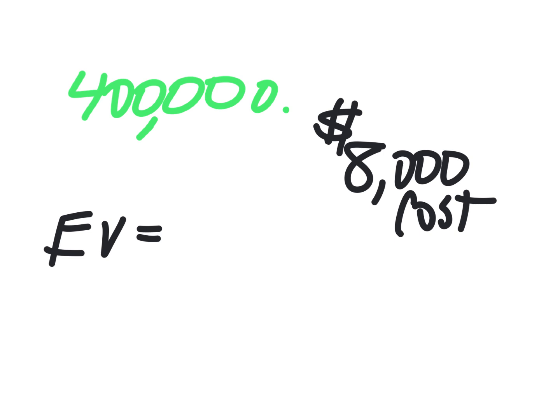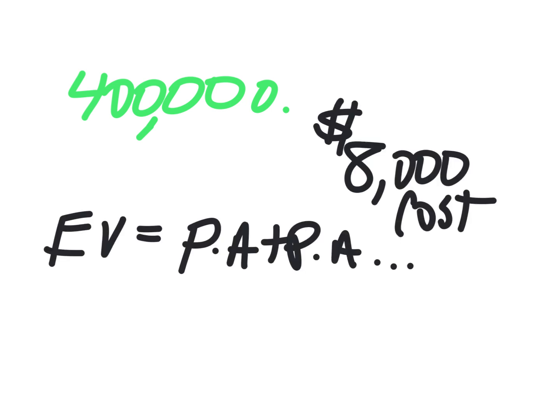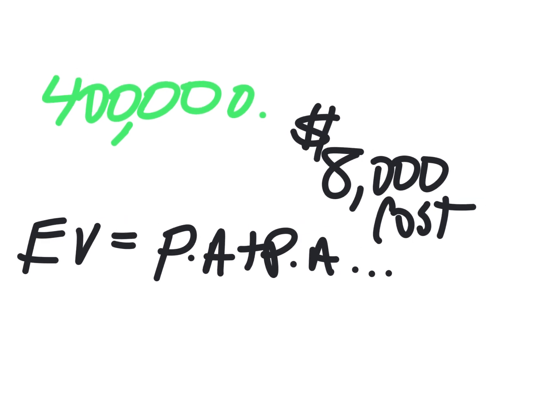It's P times A, and then, Henry, can you tell me the rest of the formula? Plus P times A, and then minus the cost. And you keep doing that until you're done, and then you're right, minus the cost at the end. If you don't factor in the fact that it costs $8,000 to buy the insurance, then you're not figuring out the real expected value.